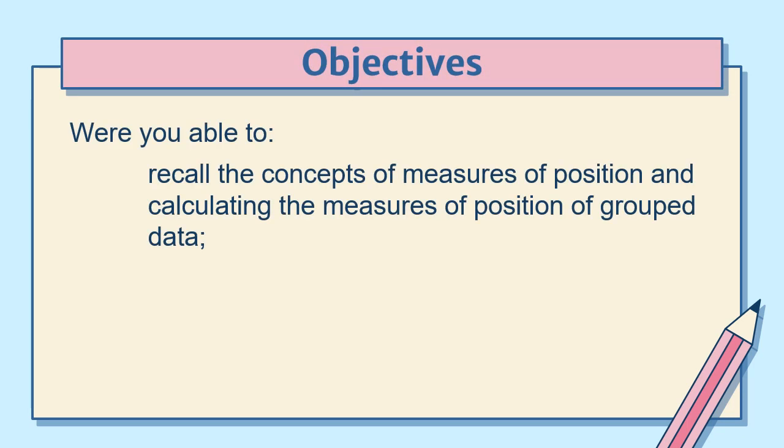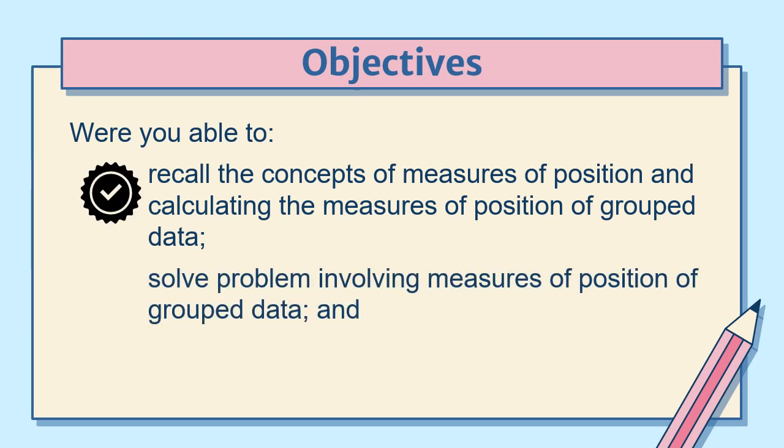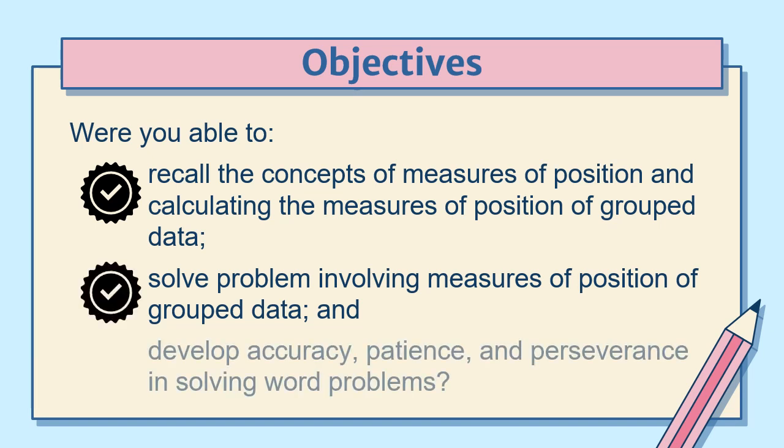So now you are done solving the 3 tasks. After solving the problems, were you able to recall the concepts of measures of position and the concepts of calculating the measures of position of group data? Were you able to solve problems involving measures of position of group data? And were you able to develop accuracy, patience, and perseverance in solving word problems? If your answers are all yes, then congratulations, you've done a great job.